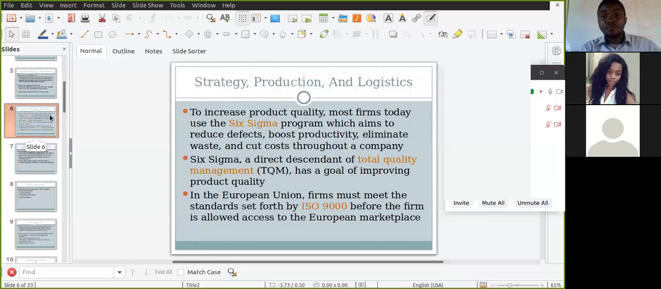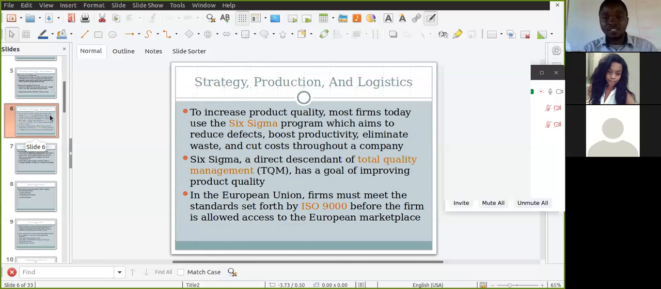To increase product quality, most firms today use the Six Sigma program, which aims to reduce defects, boost productivity, eliminate waste, and cut costs throughout a company. So this Six Sigma program just ensures that you have quality control of each and every stage.